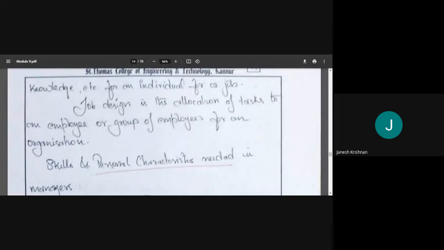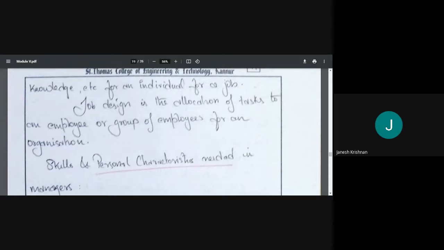And what is job design? Job design is basically allocating the tasks to an employee or group. We are organizing the different tasks, duties, and responsibilities to be done, and these are handed over to one particular individual or maybe to a group of individuals. That is job analysis and job design. Job analysis includes identification. Job design includes grouping and organizing the tasks and giving them to a third person. So that's about job design.